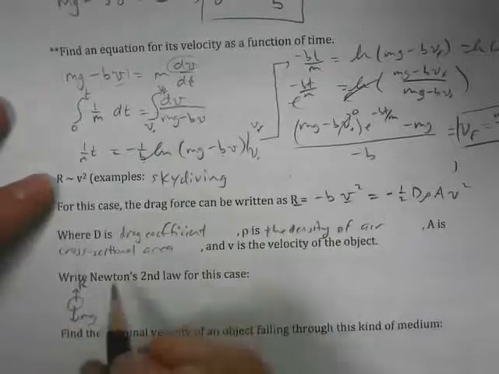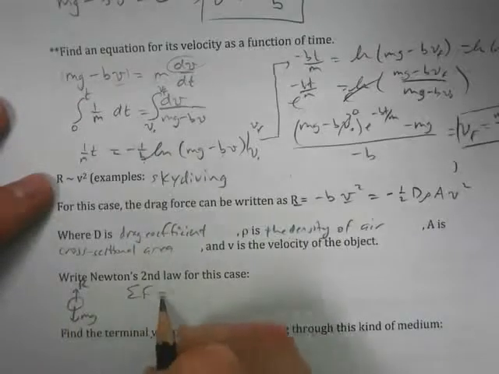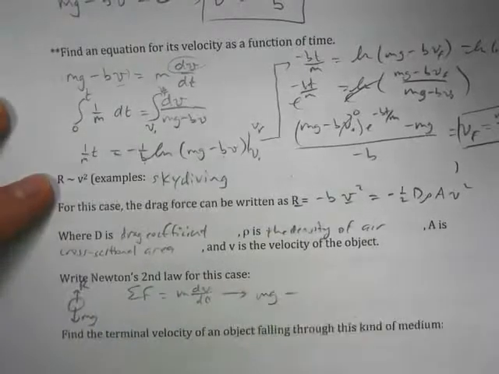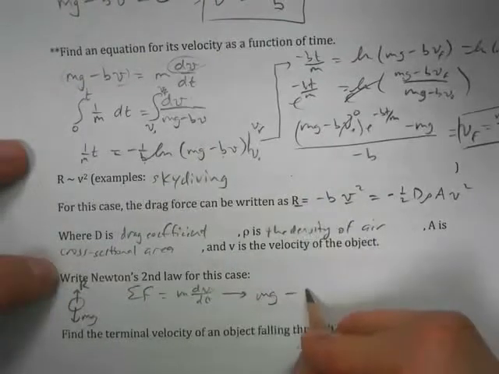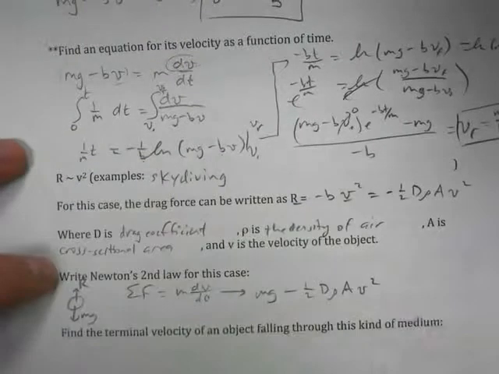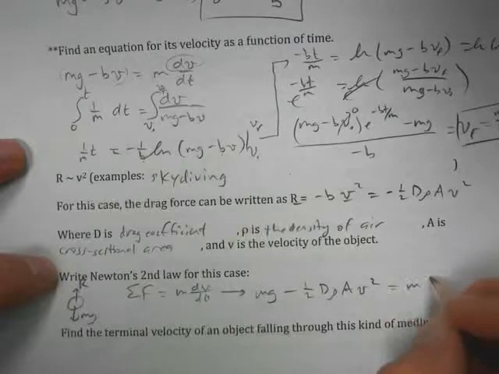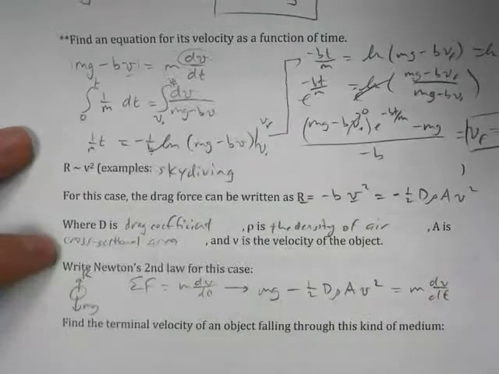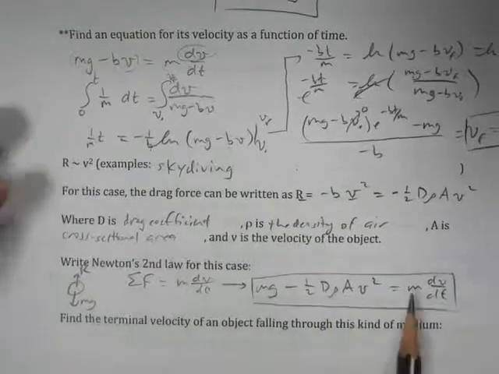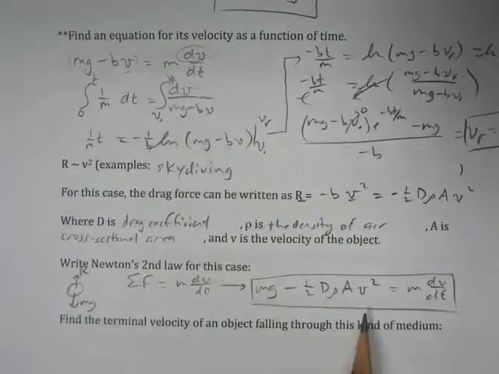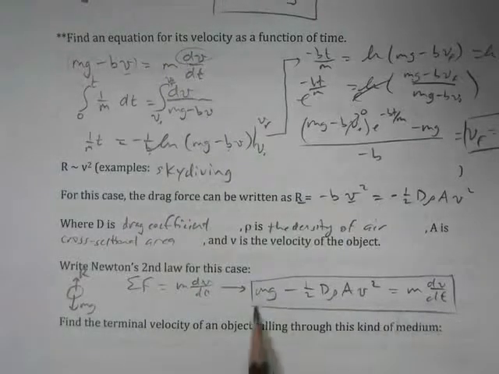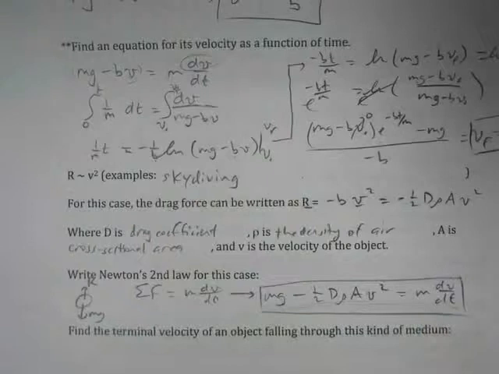Which means that if we call up negative, down positive, Newton's second law, sum of the forces equals m times dv dt. Well, we've got mg minus R, which is 1/2 D rho A v squared, and that's equal to m times dv by dt. This is something, again, on the AP exam, this is not an equation you can actually solve, a differential equation you can solve, but it is a differential equation that you might be asked to write on the AP exam. Just write exactly what I've written right here, and then you just leave it and not actually solve it.